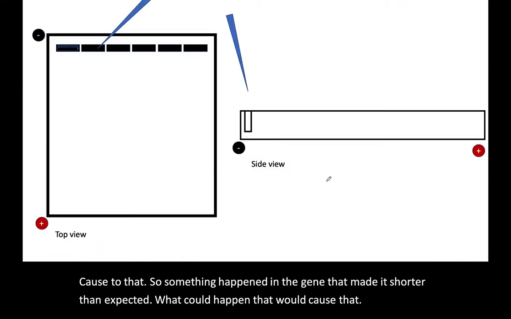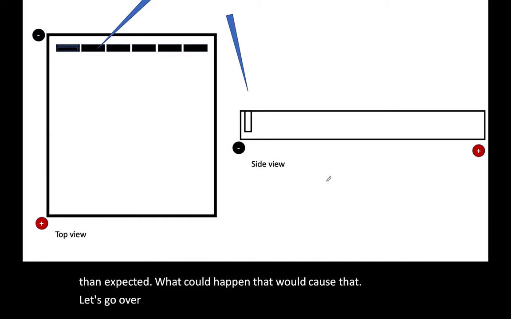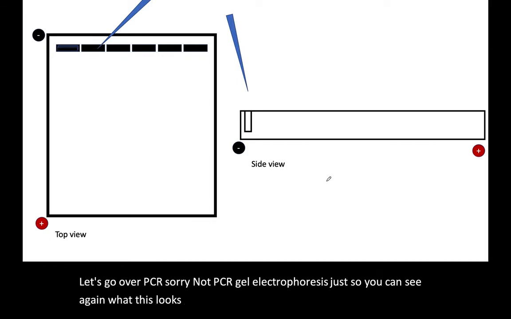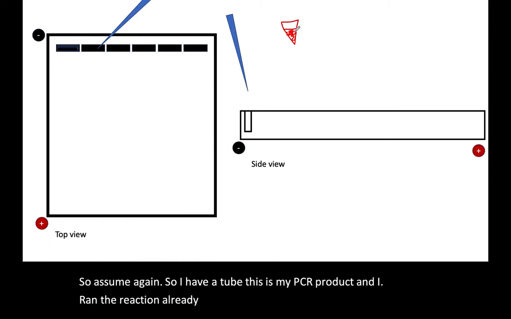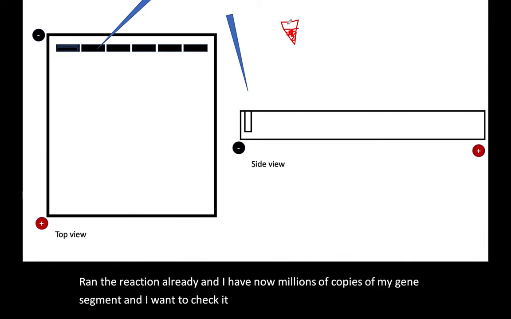Let's go over gel electrophoresis. Just so you can see again what this looks like. So assume again, I have a tube. This is my PCR product, and I ran the reaction already, and I have now millions of copies of my gene segment, and I want to check it on a gel to make sure that it's the expected length.